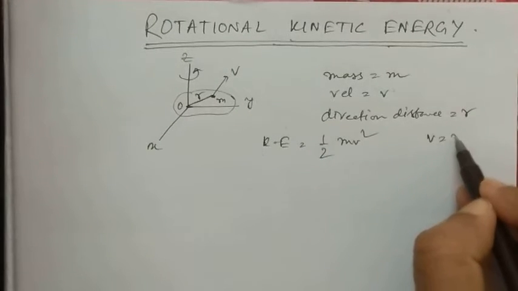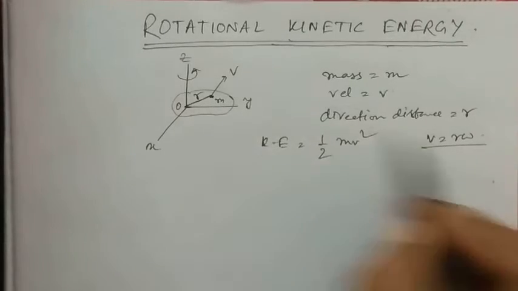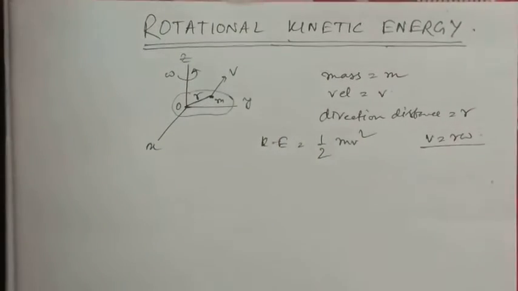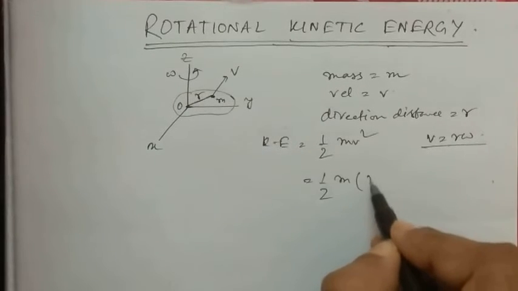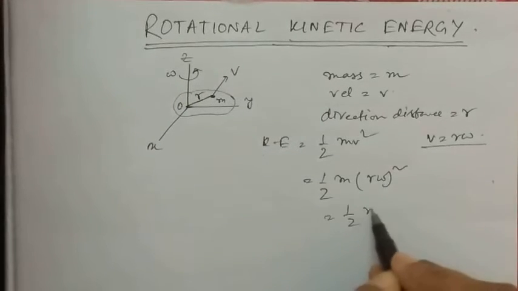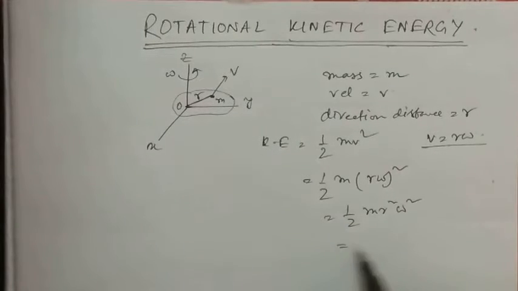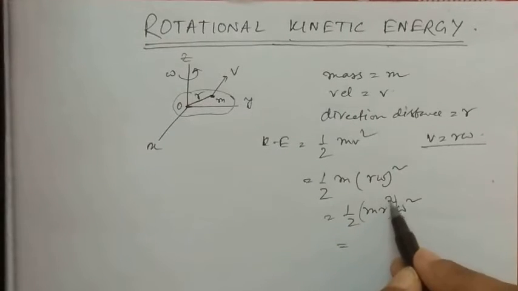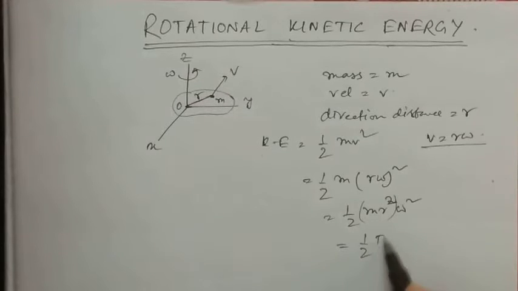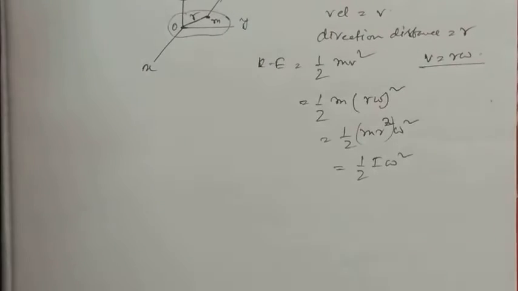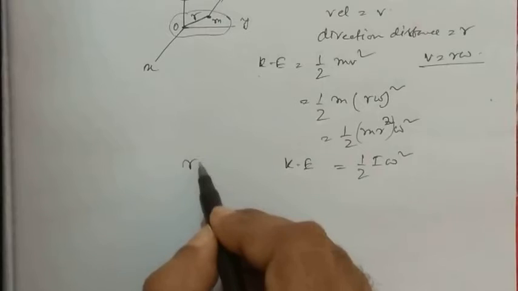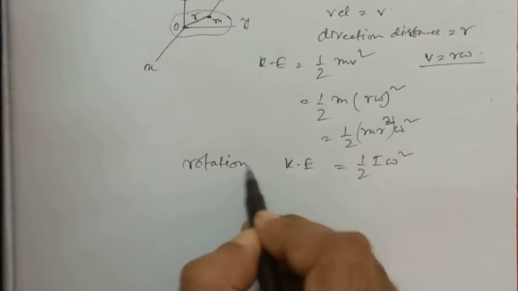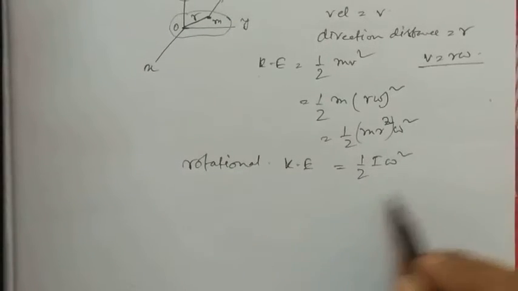Now if we replace v is equal to r omega, where omega is the angular velocity and r is the radius or the distance, then half m v square means half m r square omega square. We have already studied this term mr square. We know it, that is I, the rotational inertia or moment of inertia. So the rotational kinetic energy, if you write it like this, we get it to be half I omega square.